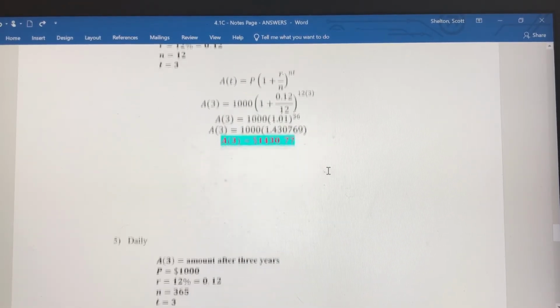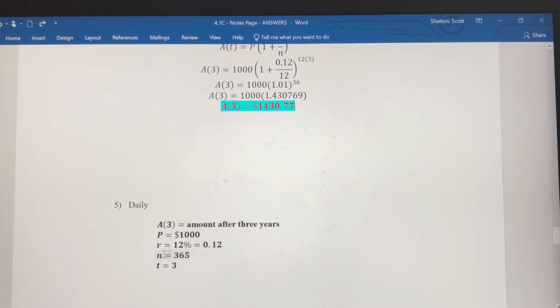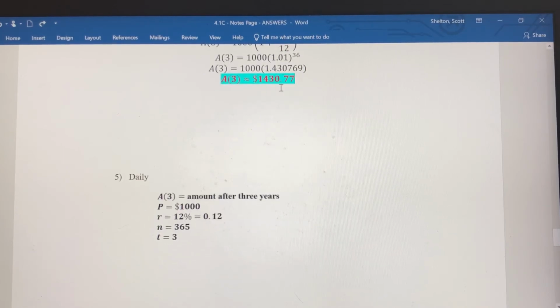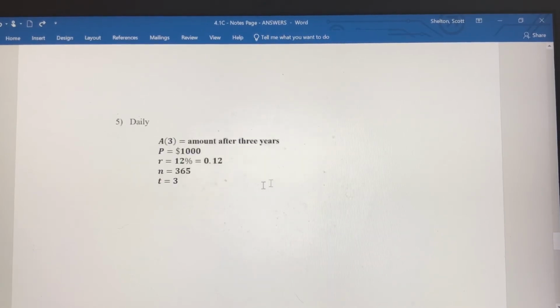Now daily, obviously we've got 365 days in a year. Don't worry about leap year. We'll do 365 here. Our answer should be bigger than 1,430, maybe not much, but again, we should have more money because we're compounding more frequently. The only change is n equals 365 here.